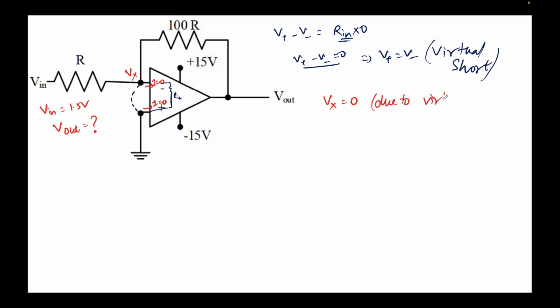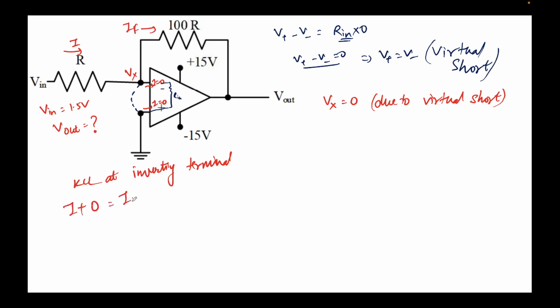Due to virtual short. Now, we are required to find the value of V out. If we find the current, we'll be fine. So let's assume a current I is flowing through this resistor here. Now, there's no current flowing through here. If we apply KCL at the inverting terminal, let's call this current IF. So I can write I plus 0 equal to IF. This implies IF equal to I.